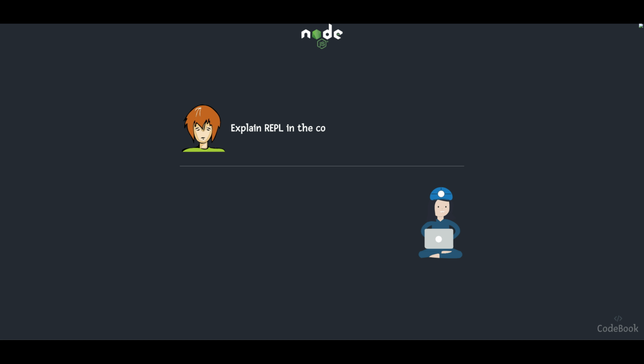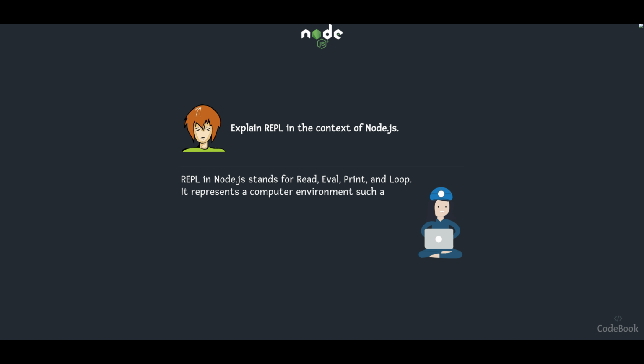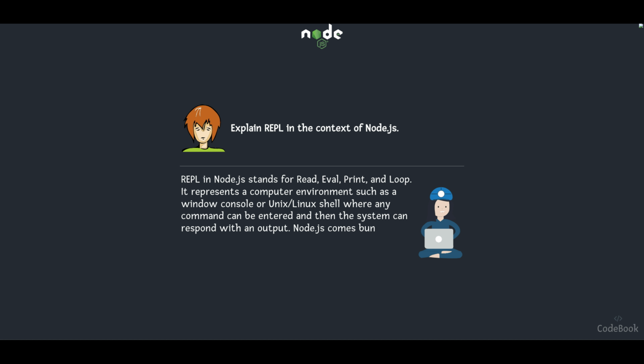Explain REPL in the context of Node.js. REPL in Node.js stands for read, eval, print, and loop. It represents a computer environment such as a Windows console or Unix/Linux shell where any command can be entered and then the system can respond with an output. Node.js comes bundled with a REPL environment by default. REPL can perform the below listed tasks.